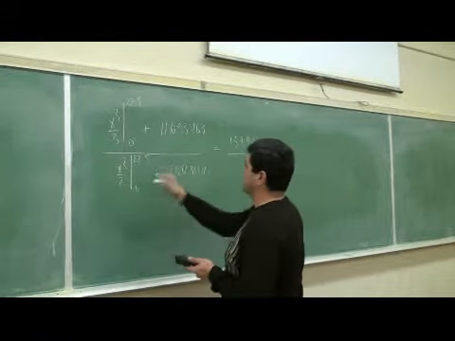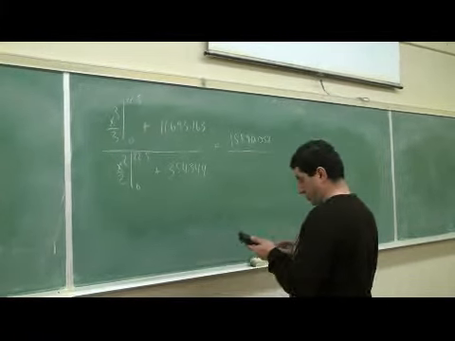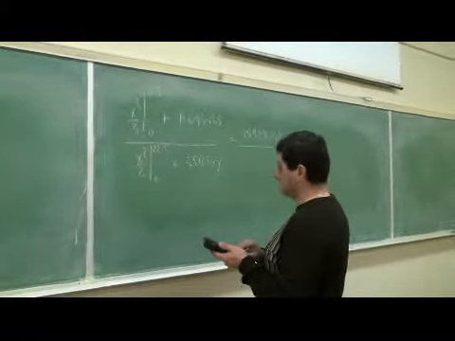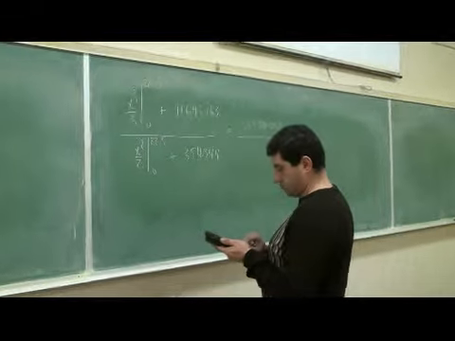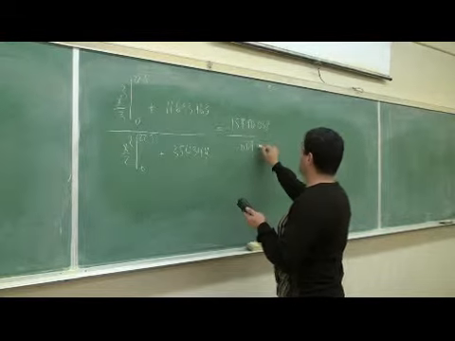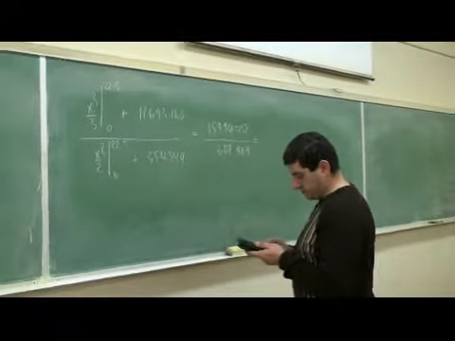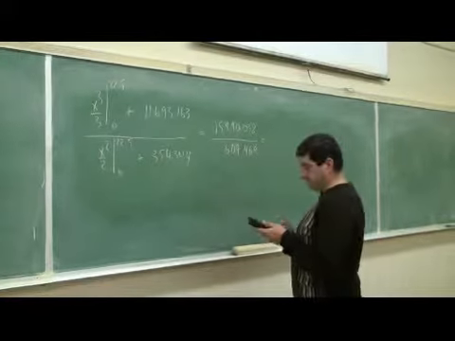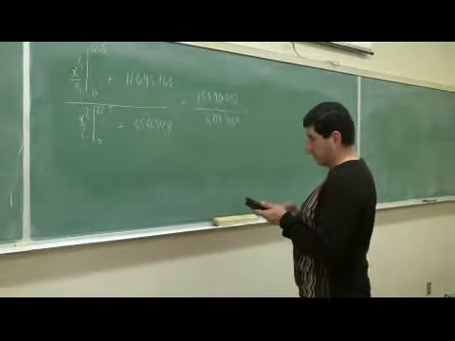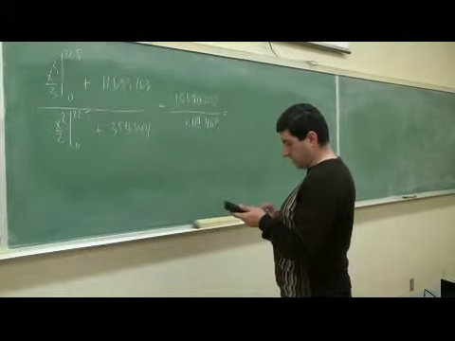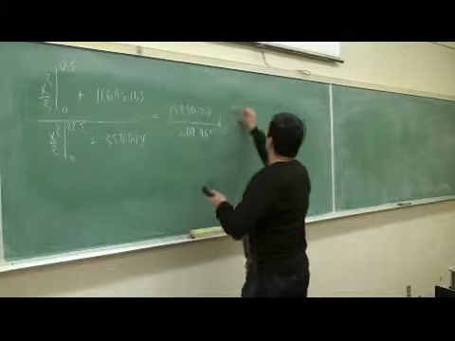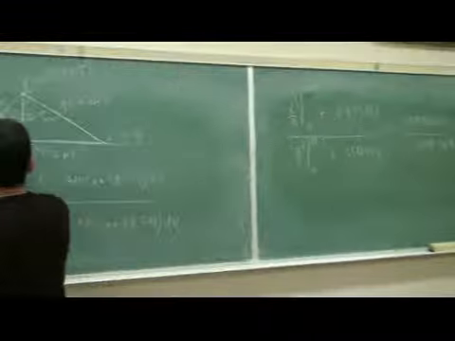15,490.038 over, and then here 354.344 added to 22.5 squared divided by 2, 607.469. Then you divide them, 15,490.038, and you get 25.5 centimeters.